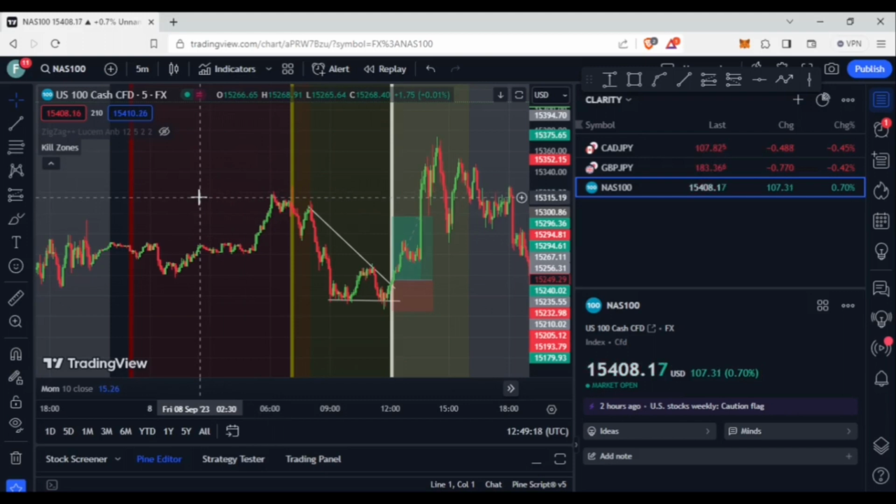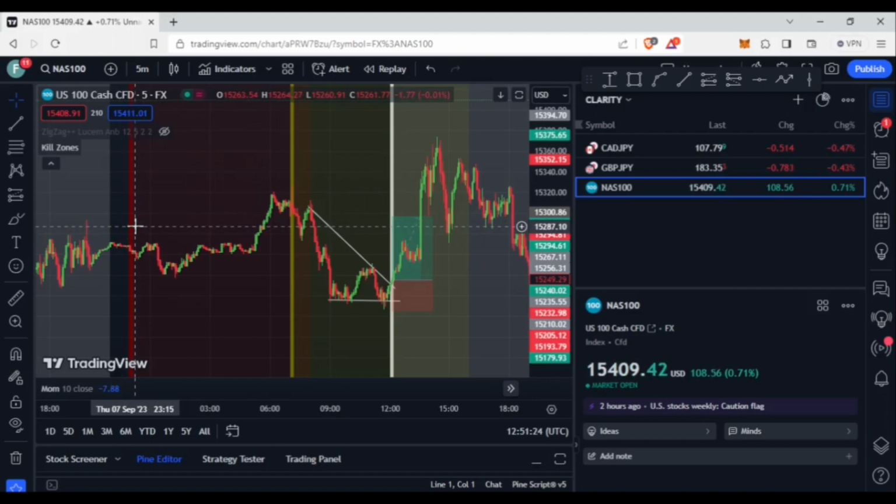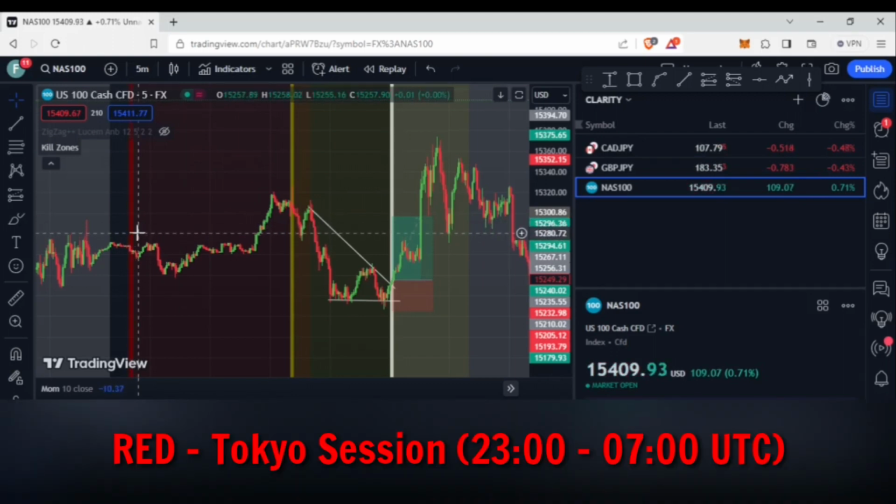You'll see 3 color panes, you'll see a red pane, a yellow pane, and a white pane. Now, you'll find that each color pane represents a different session. You'll find that the red pane represents Tokyo session, which is traded between 11 p.m. and 7 a.m. Universal Time.